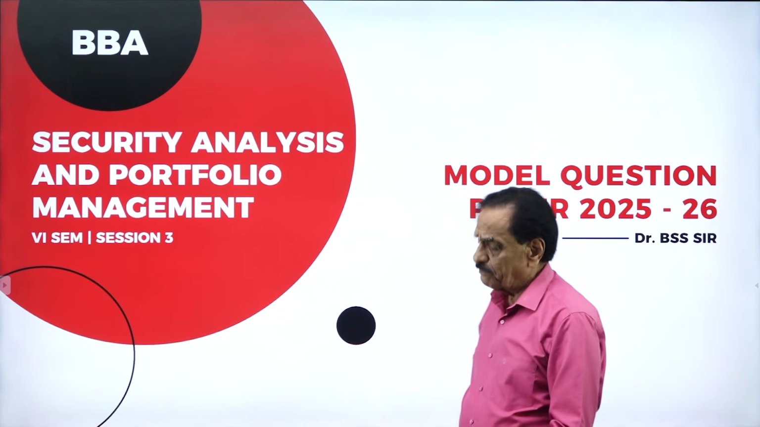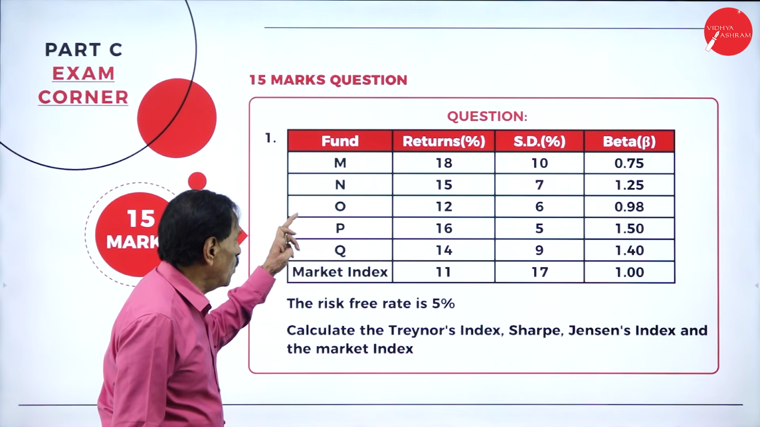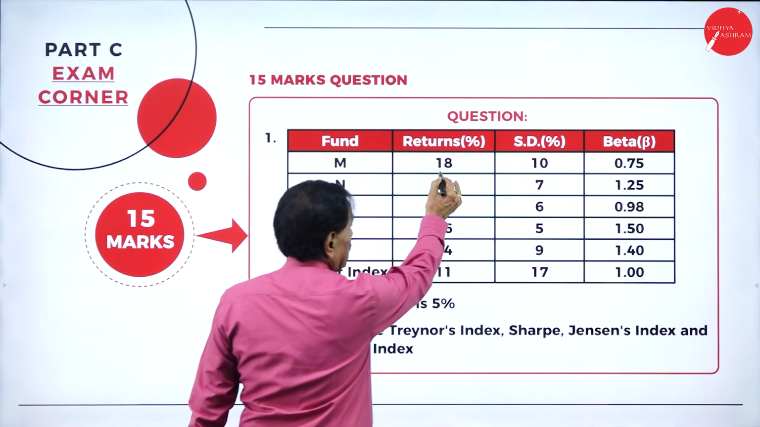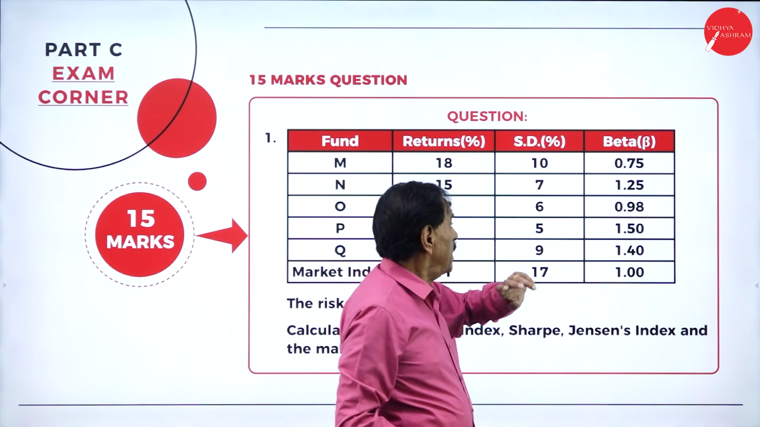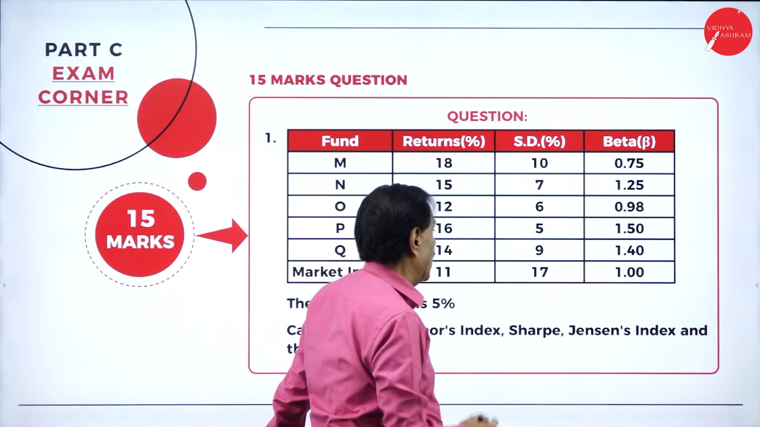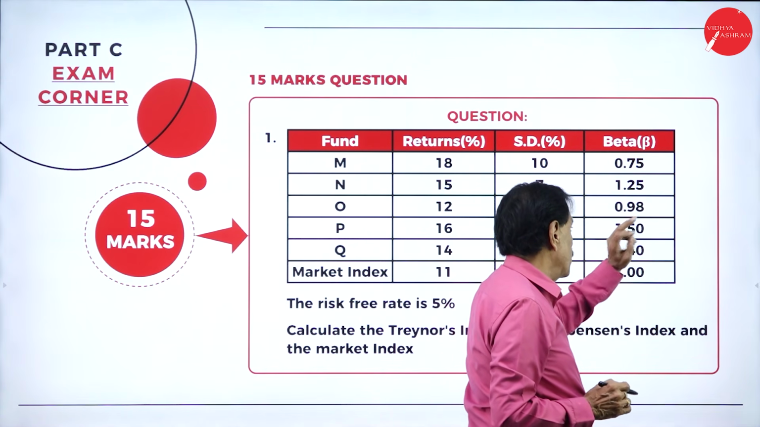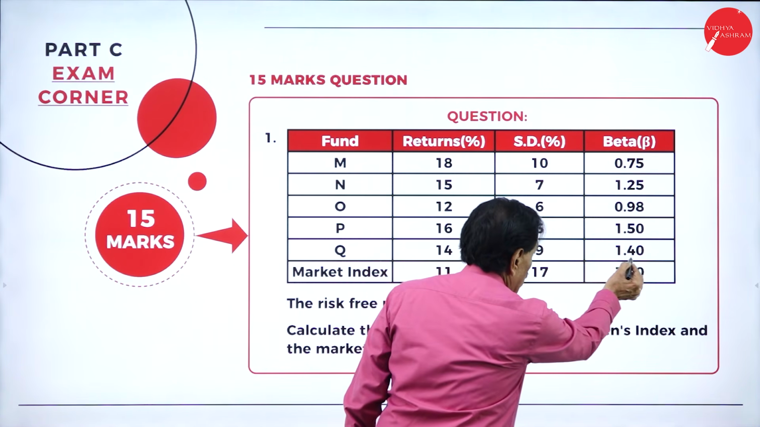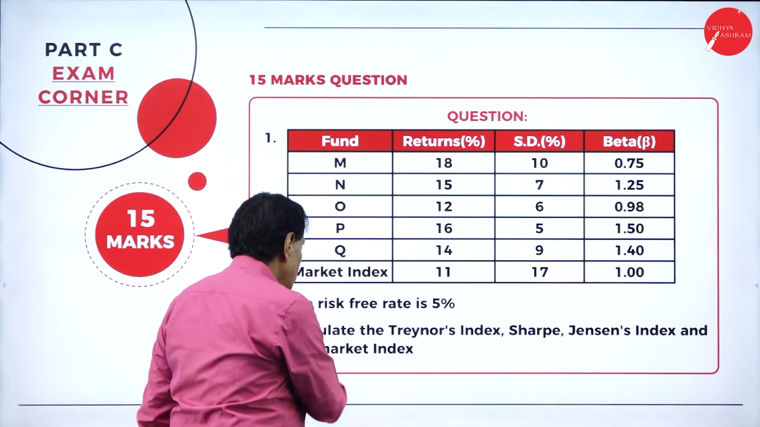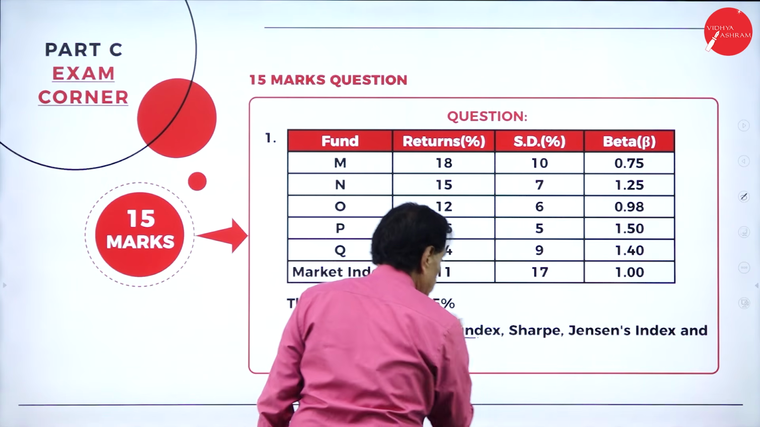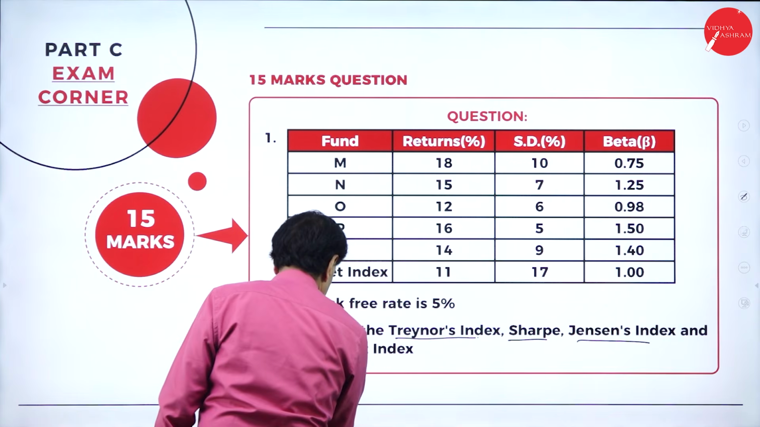We'll start with the 15 marks question. Funds M, N, O, P, Q. Returns 18, 15, 12, 16, 14, 11. Standard deviation 10, 7, 6, 5, 9, 17. Beta 0.75, 1.25, 0.98, 1.50, 1.40. The risk-free rate RF is 5%. Calculate Treynor's index, Sharpe index, Jensen index and market index.